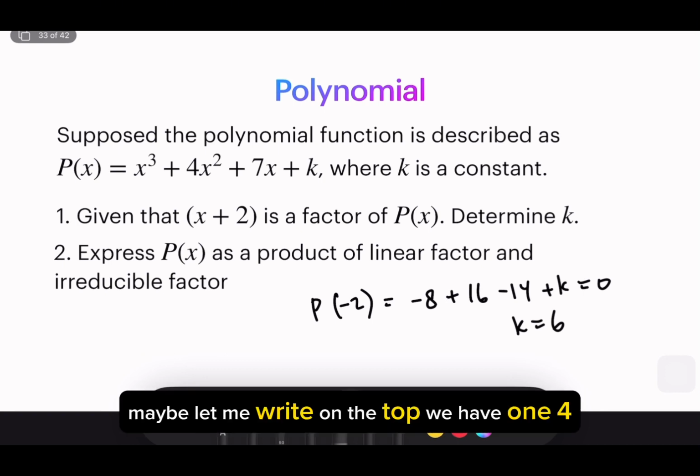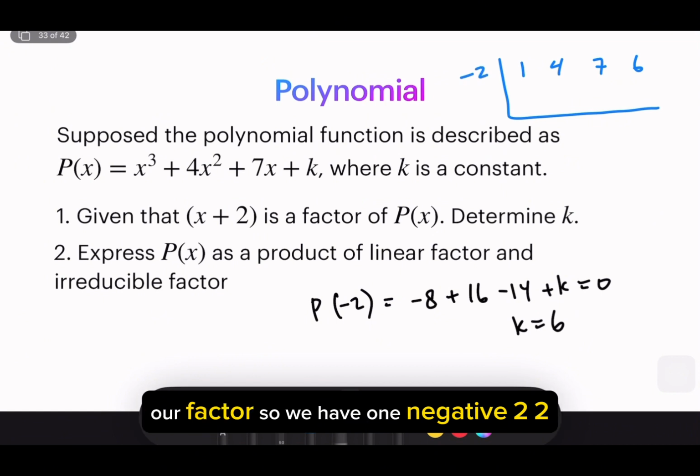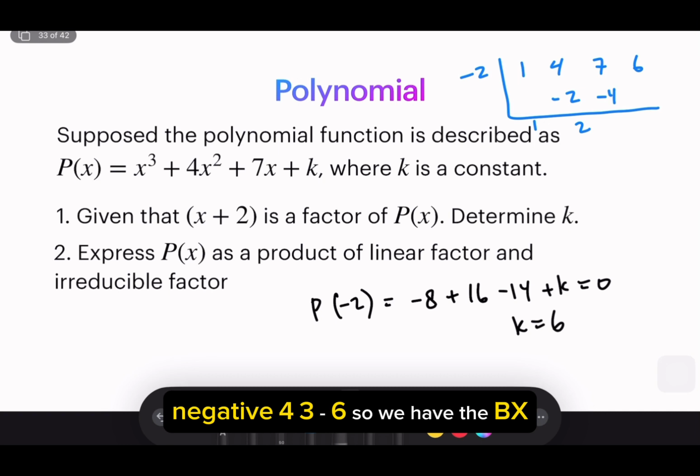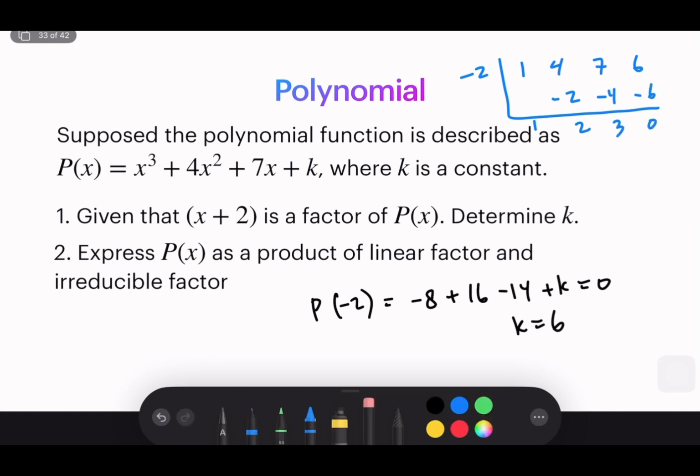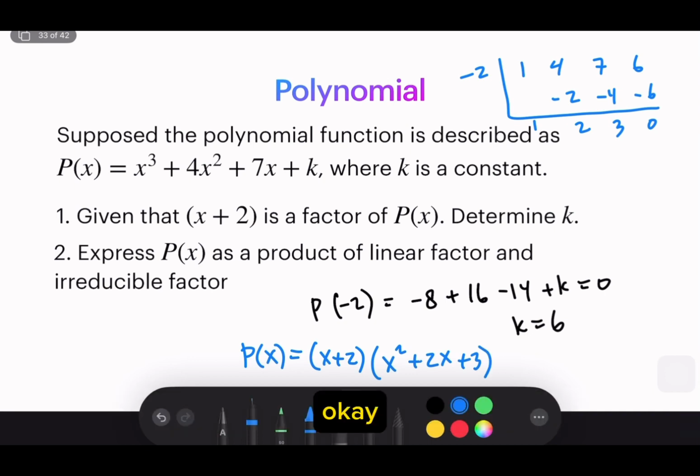maybe let me write on the top. We have 1, 4, 7, and 6. And we know that negative 2 is our factor, so we have 1, negative 2, 2, negative 4, 3, negative 6. So we have p of x is x plus 2, x squared plus 2x plus 3. And that's it. Okay.